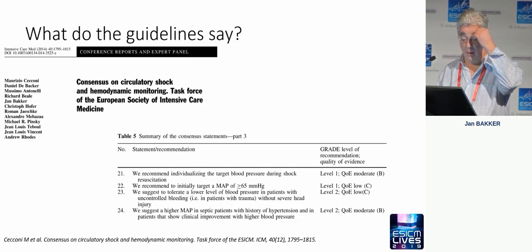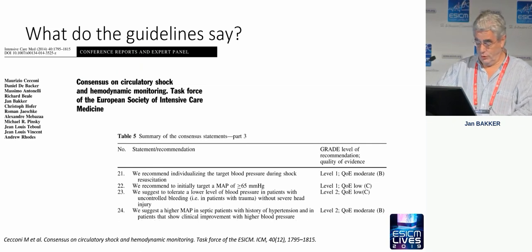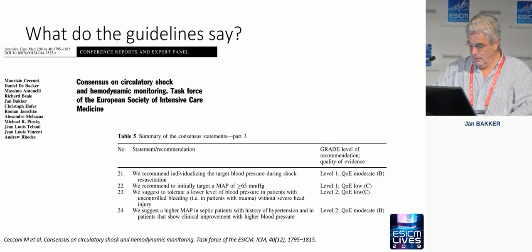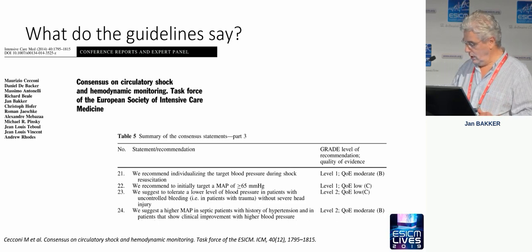So to sum up, Thomas showed you what the guidelines show you. And I was part of the group that made these guidelines, so I'm very much in favor. But I'm very much in favor of number 21. We recommend individualizing the target blood pressure during shock. That's what you should start with. And then I would start with optimizing blood flow.